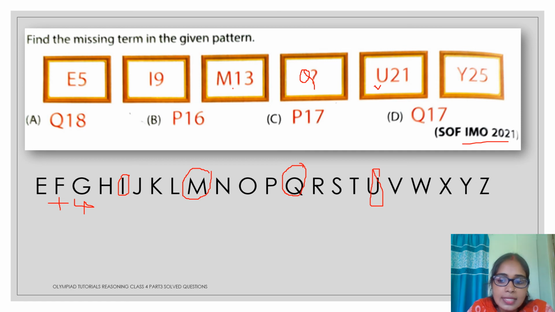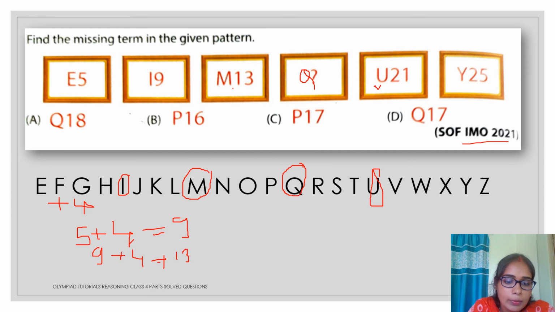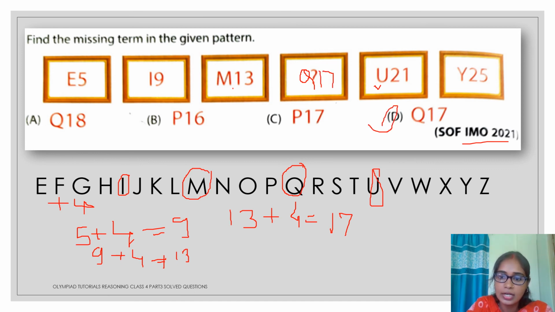Now what you have to do is find the relation between the numbers. So here you have 5 and 9. 5 plus 4 will give you 9. Again 9 plus 4 will give you 13. So what you have to do is just add 4 to this number. 13 plus 4 you will get 17. So here the first alphabet we have got is Q and the number is 17. Q17, option number D. This is your correct option, Q17.